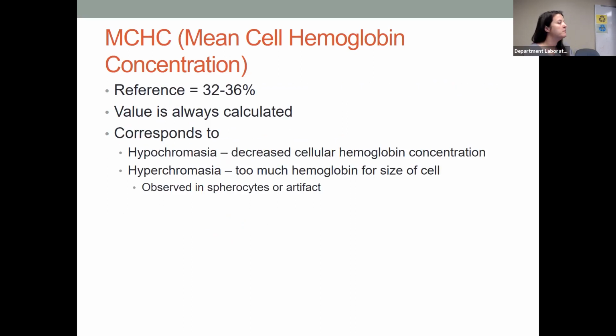And again, we use our MCHC to determine the amount of hemoglobin, right? So we can look at this. If your MCHC value is decreased, then we call it hypochromasia, meaning the amount of hemoglobin is decreased, versus hyperchromasia, when the amount of hemoglobin per cell is increased. And again, you want to make sure you have spherocytes present before you report the term hyperchromic.